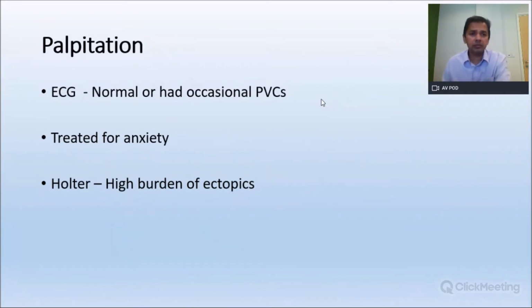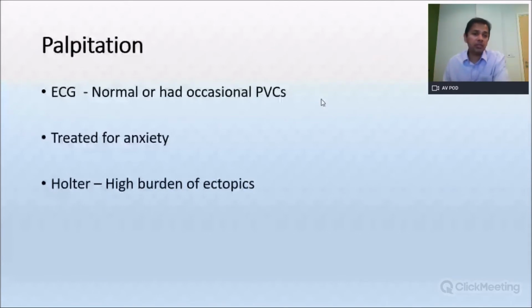So in this patient, in the 2 years, her ECG was normal or had some PVCs, and the poor lady was treated for anxiety. But if you do a Holter, I see that she had a high burden of ectopics.